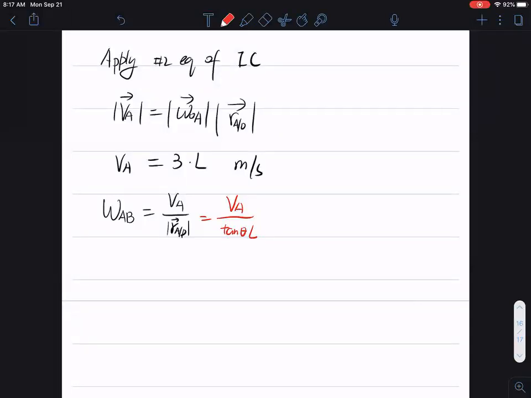All right, so plug in. What is VA? VA is 3L divided by tangent theta L. L cancels off. You have 3 over tangent theta. That is your omega. What's the unit for omega? Make sure you add unit. What is unit here? Radians per second. That's angular speed. Okay.